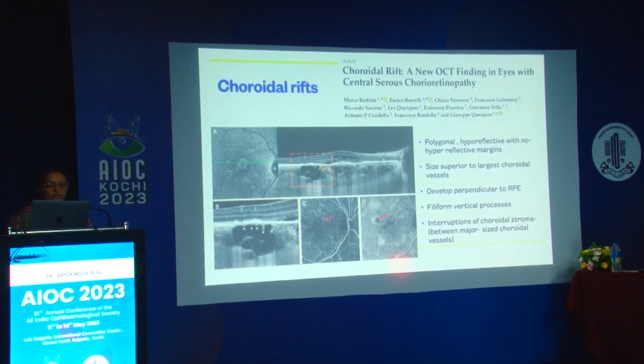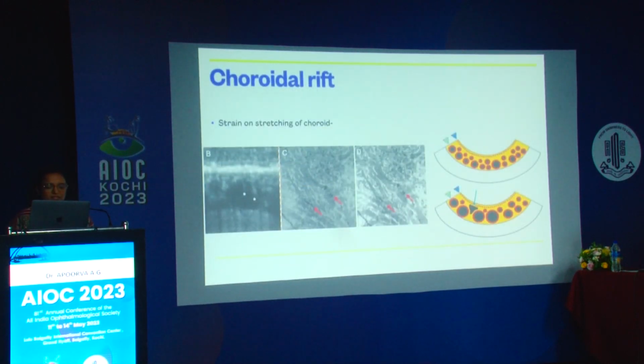Choroidal rifts are polygonal hyporeflective spaces without hyperreflective margins, and the size is always more than the largest choroidal vessels. It develops perpendicular to the RPE and has filiform vertical processes. These are basically interruptions between the major vessels in the choroidal stroma. So there is a strain because of stretching, because of the fullness of the choroid or the congestion of the choroid, and these develop rifts in between the large choroidal vessels like we can see here.